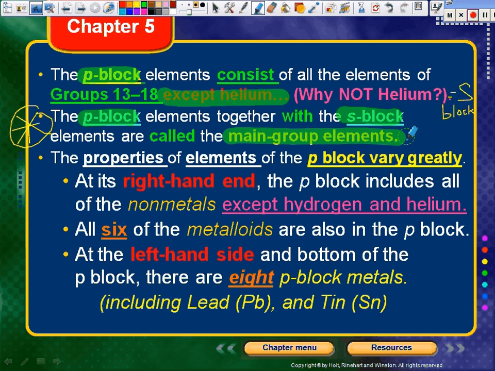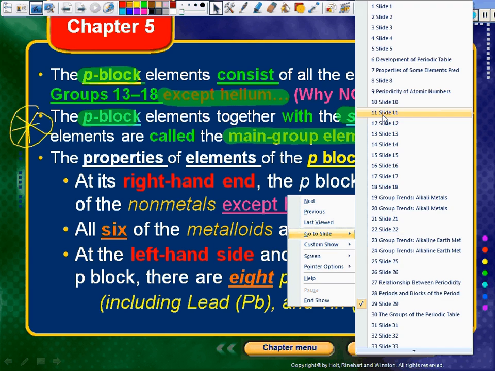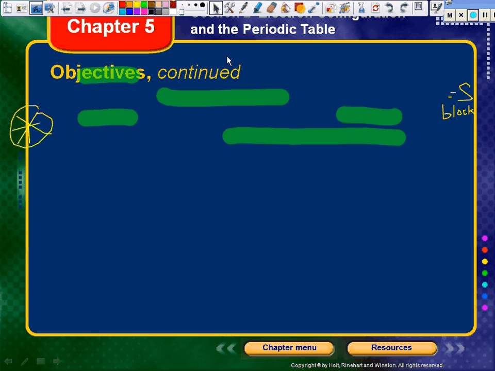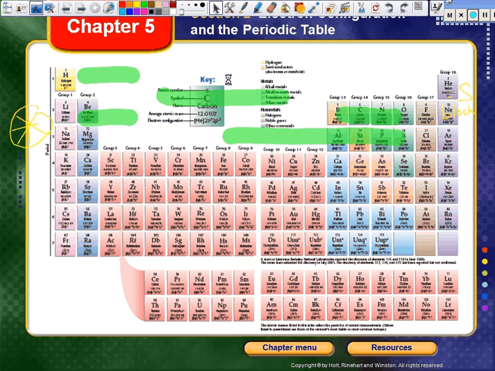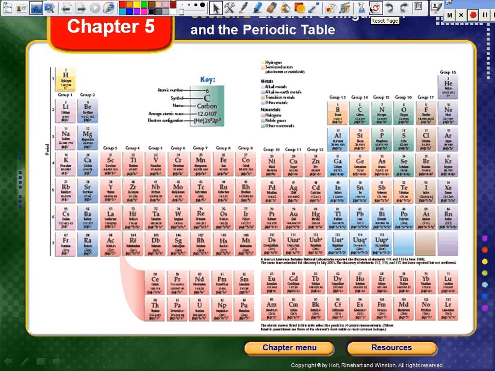Okay? Now here's something interesting. The properties of the P block vary greatly. So here's what I want to do. I want you to stay on that page, and I'm going to bounce all the way back to the periodic table. Okay? All right, so what I'm going to do is I'm just going to highlight the P block. Now, why did I cross out helium again? It's part of the S.